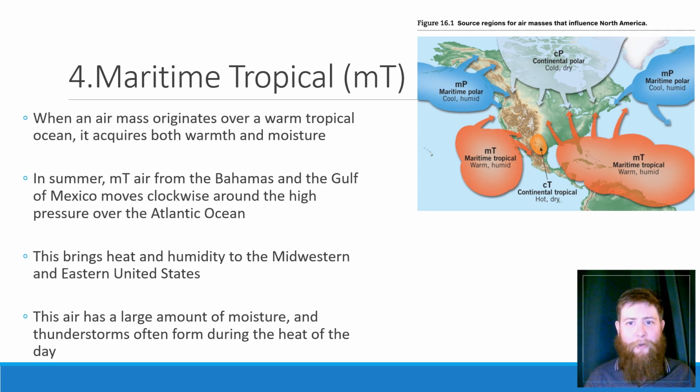All right, moving south, but staying in the wet area, we're going to talk about maritime tropical, or MT. So these are air masses that are originating over a warm tropical ocean. And because of this, it is getting both warmth and moisture. In the summer, we get this maritime tropical air coming from the Bahamas and the Gulf of Mexico, moving clockwise. It's coming up and around the high pressure area of the Atlantic Ocean.